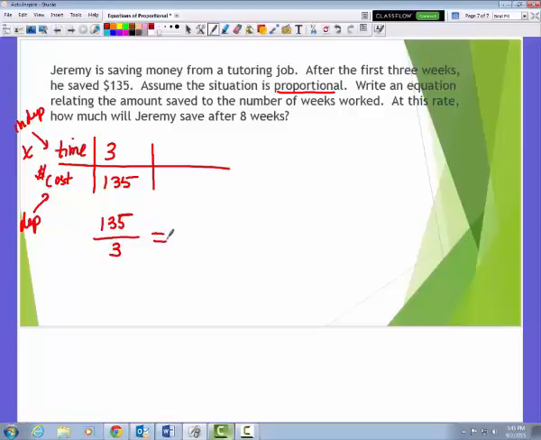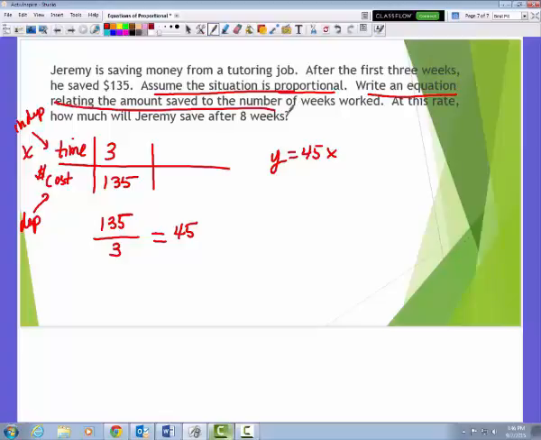Let's see here, how many times? I'm going to say 45. There's my constant of proportionality, because the only reason I know that is because it says that it's proportional. So I know for sure y equals 45x. All right, so there's my equation. We wrote our equation.